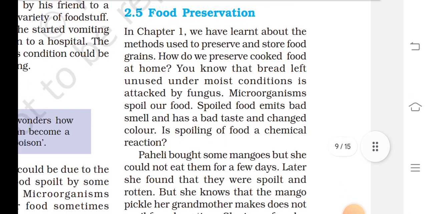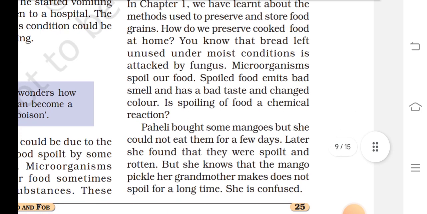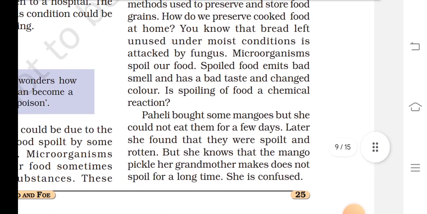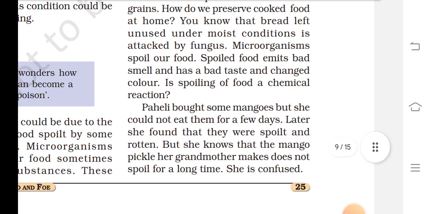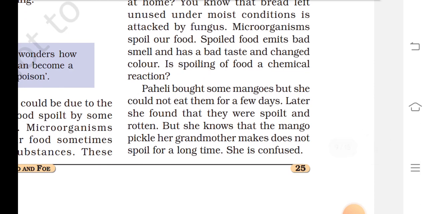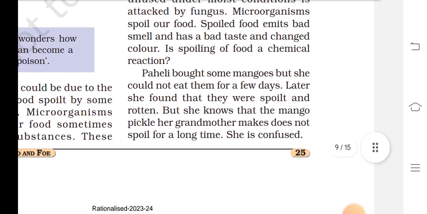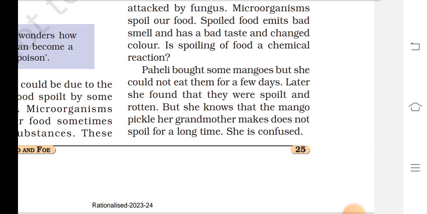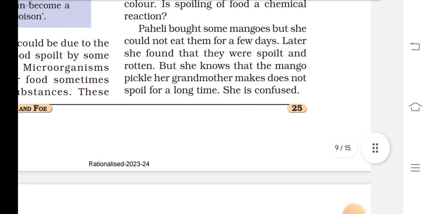Food preservation. In Chapter 1, we learned about the methods used to preserve and store food. Then how do we preserve and store food at home? You know that bread left unused under moist conditions is attacked by fungi. Food spoiled by microorganisms emits a bad smell, has a bad taste, and changes color, due to chemical reactions.